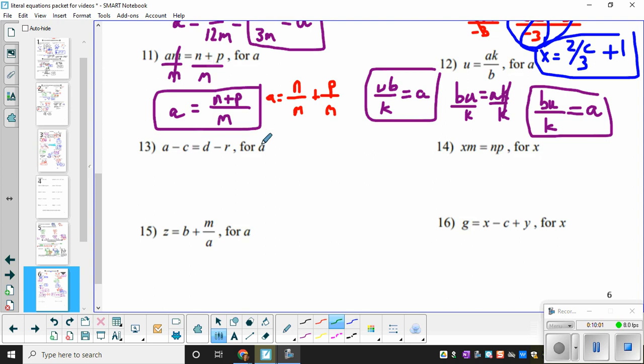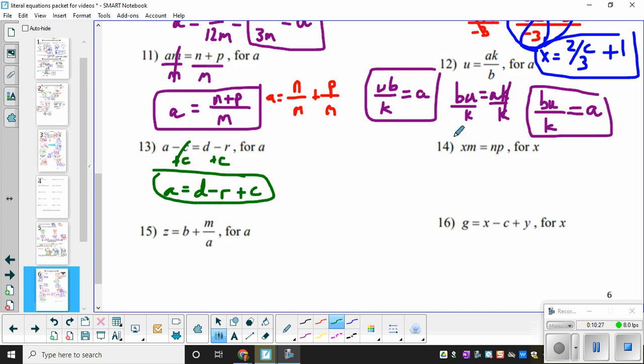So for number 13 here, if we're trying to solve for a, which is right here, all I really need to do is get rid of c. And since it says minus c, I can just add c to both sides. Now the c's will cancel out, and so we've solved for a. And over here, we're just going to leave d minus r, and then we just add a c to that. And that's it.